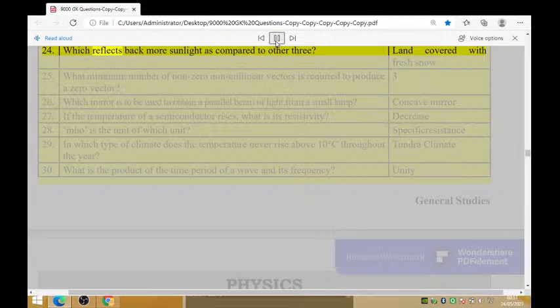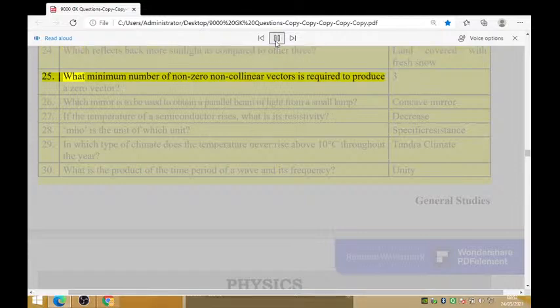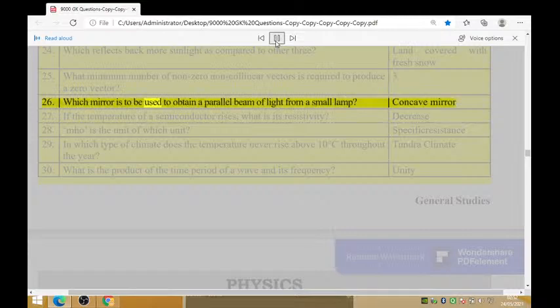25. What minimum number of non-zero non-collinear vectors is required to produce a zero vector? 3. 26. Which mirror is to be used to obtain a parallel beam of light from a small lamp? Concave mirror. 27. If the temperature of a semiconductor rises, what happens to its resistivity? Decrease.